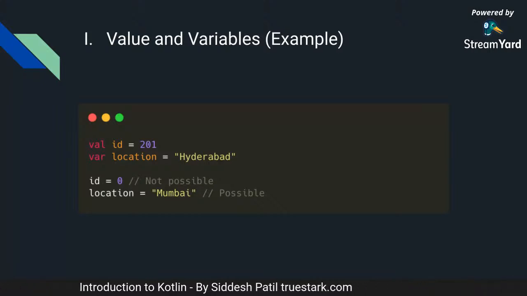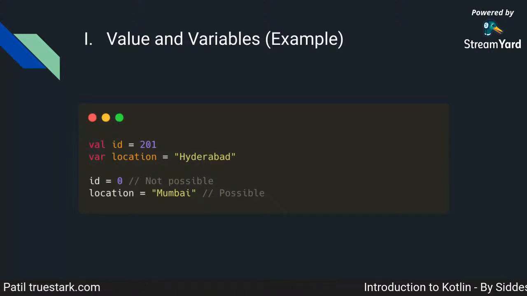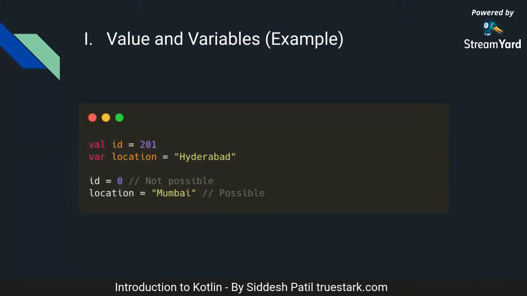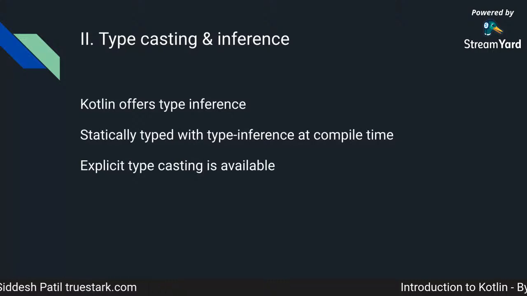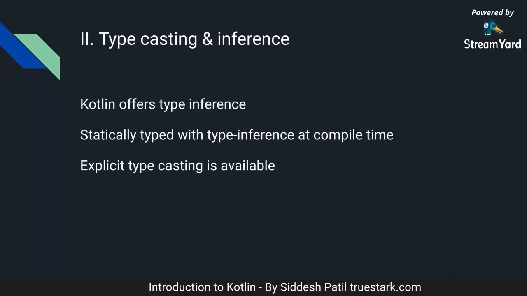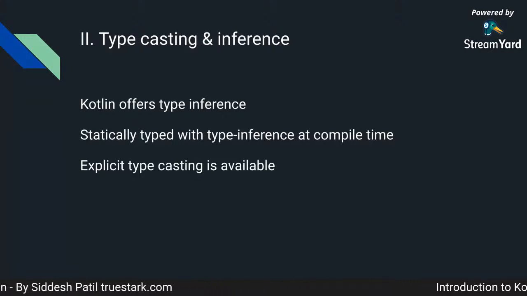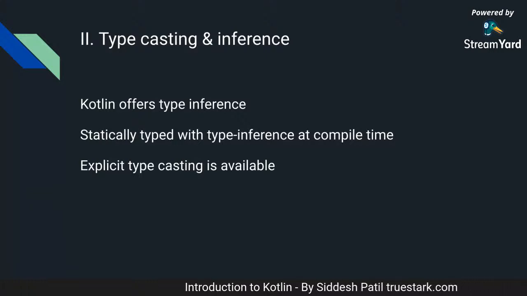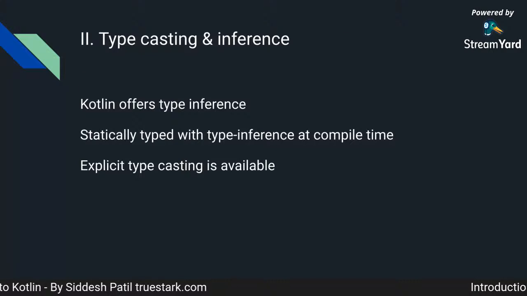So when your code compiles, Kotlin's compiler figures it out and says, okay, this is an integer or this is a string. That's what I mean by type inference. So Kotlin is statically typed, yet it has type inference at compile time. And we offer explicit typecasting, which is also available if you are careful about the code that you write. If you explicitly want a variable or a value to have a certain type, then you can have explicit casting as well. So let's take a look at an example of this.